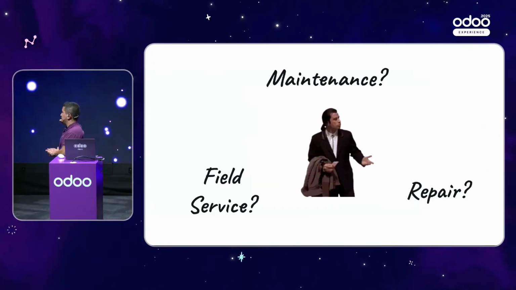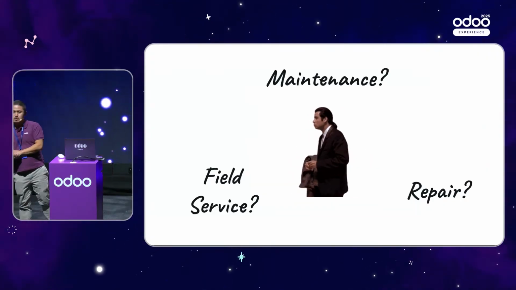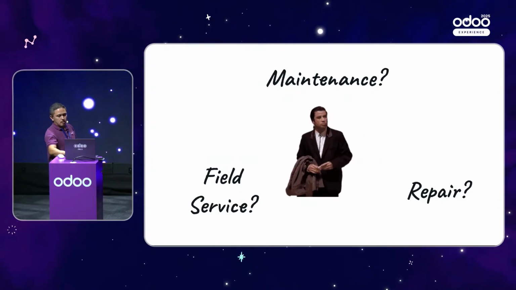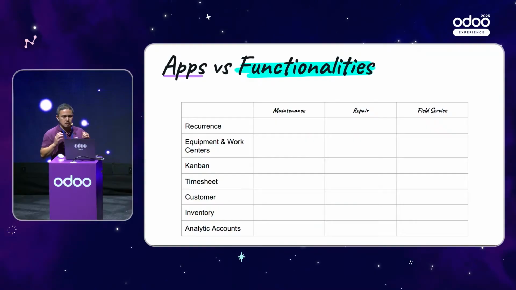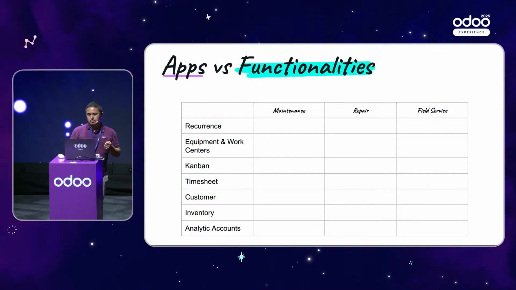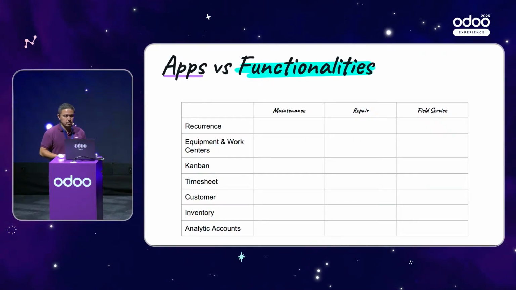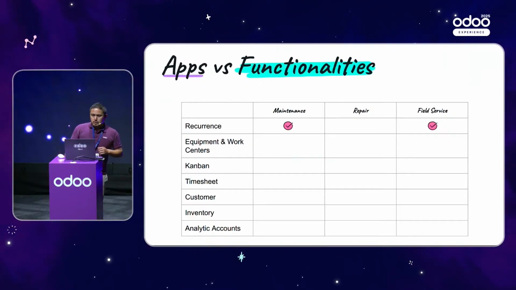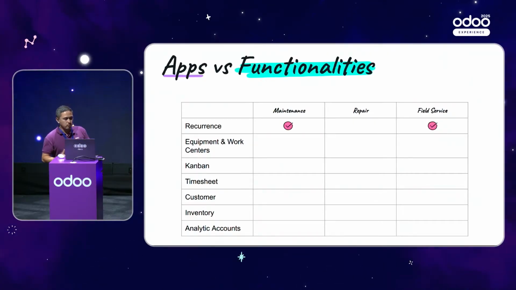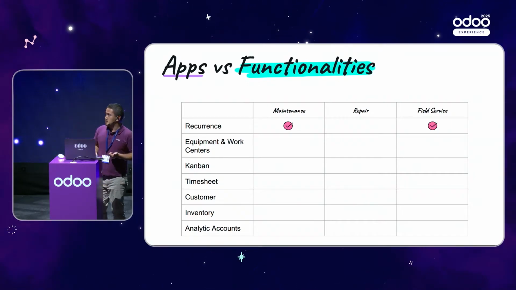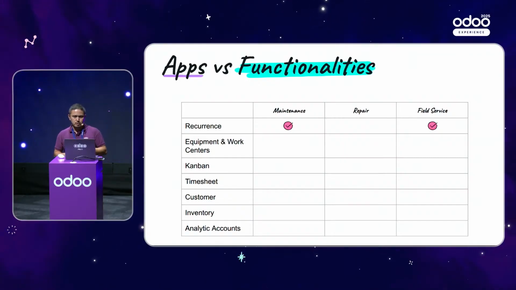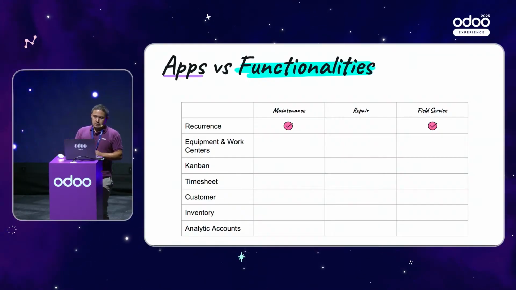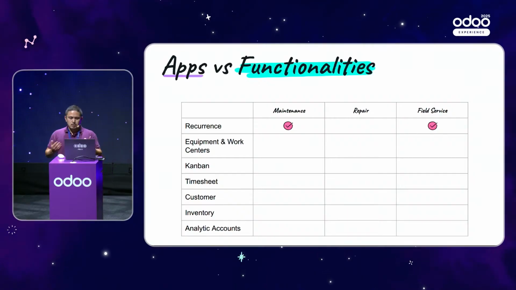Then we can start. Why maintenance and not field service and repair? I will try to clarify using this table, because I think it's easier when you understand which features you can have in each app in order to make your decision. When it comes to recurrence, where you need to perform tasks at a certain periodicity, maintenance and field service offer this possibility. In maintenance, specifically for preventive maintenance, you can book a maintenance on a certain piece of equipment according to, I don't know, weeks or months, and so on.